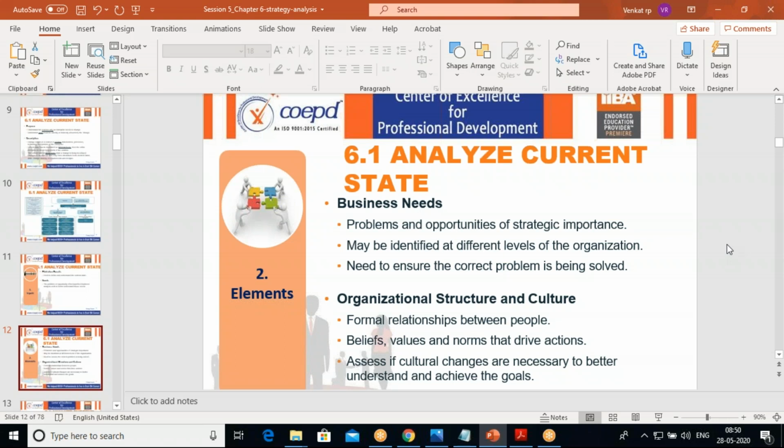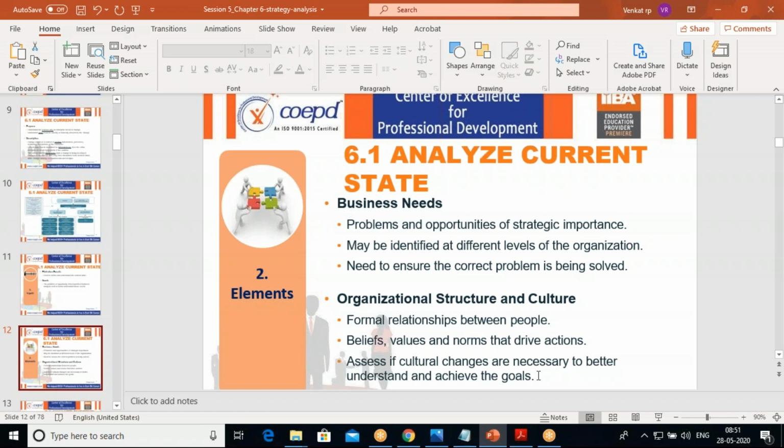Fine. Next we have to understand the organization structure and culture. There we have to understand the formal relationships between the people and the beliefs, values, and norms that drive their actions, and assess if cultural changes are necessary to better understand and achieve the goals.